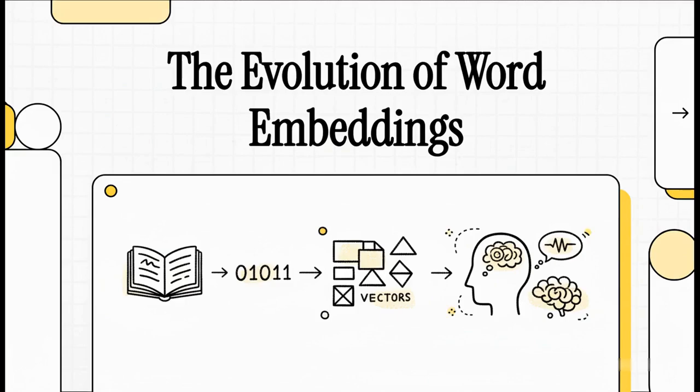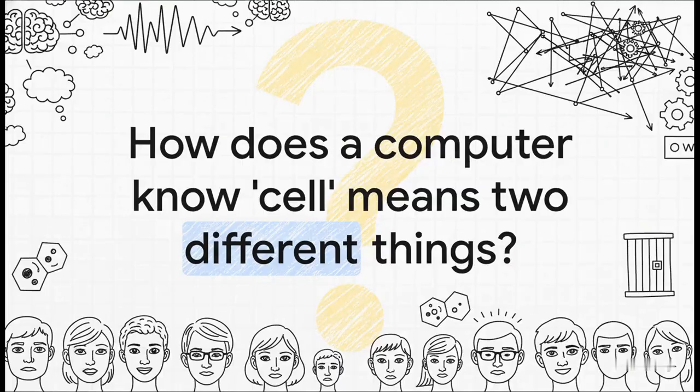Today, we're going to dive into something pretty incredible: how we actually taught machines to understand language. I mean, we've gone from computers seeing words as just data to them getting the super subtle nuances of how we talk. It's a wild journey. So let's just jump right in with a puzzle. It's a puzzle that honestly stumped computer scientists for decades.